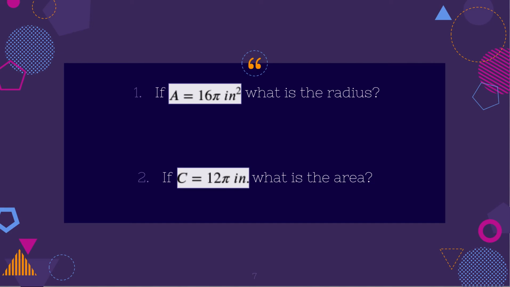Okay, and now the next question I have for you is, if circumference is 12 pi inches, so that's the circumference, the length around the circle, if that's the circumference, then what is the area? All right, so now let's see if we got those correct.